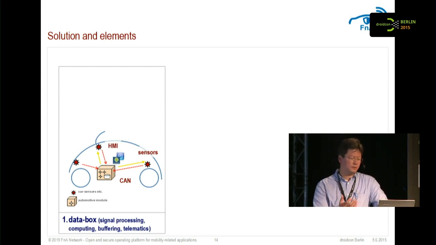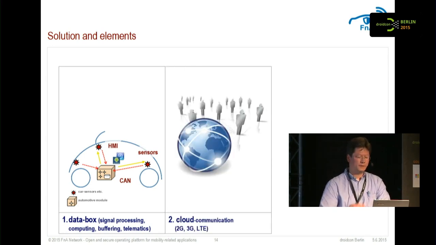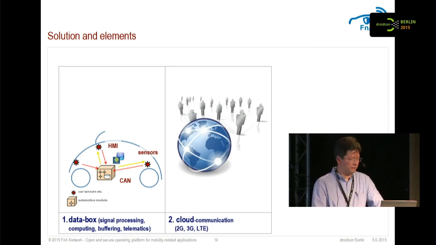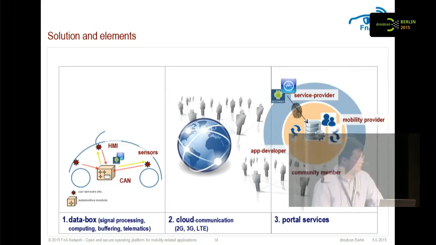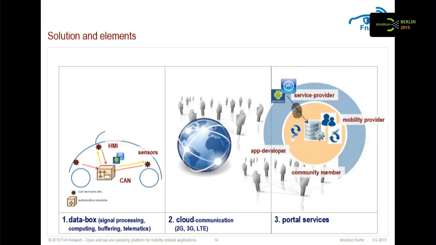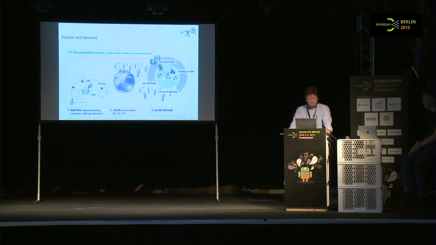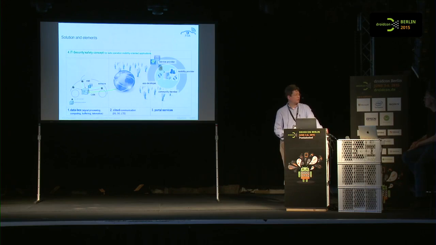This box has the ability to compute the signals for itself, and is able to buffer some signals, because if we are in some areas where the 3G or 2G connection is not available, we need some buffers for secure transferring of the data. And of course, in the back end, we need some server infrastructure where we collect the data and provide them for different business applications. The service provider, the mobility provider, app developers, and other community members are part of that. What is common to all of these 3 items? We need some IT security and safety level for safe operation of these mobility-oriented applications.